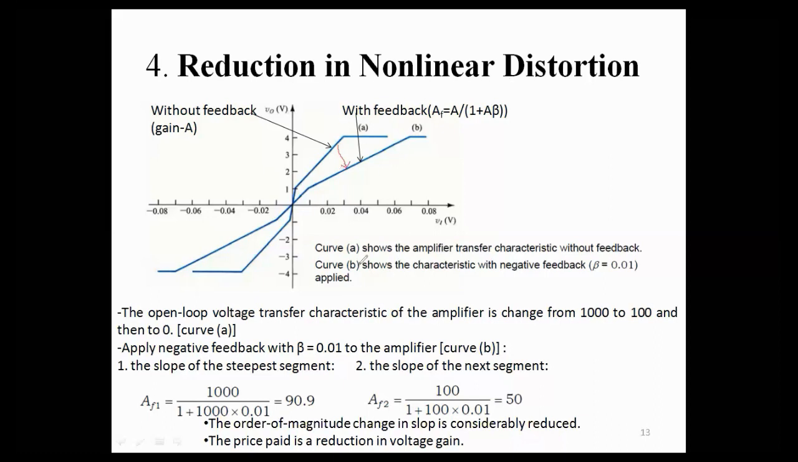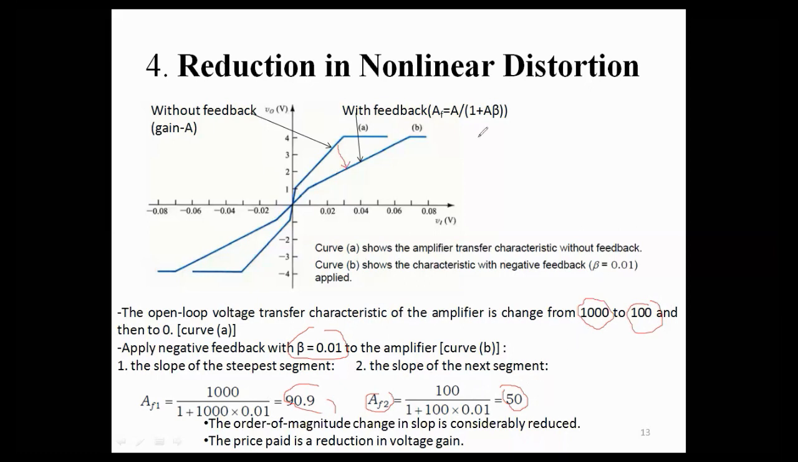Now let us go for an example. If A changes from 1000 to 100 without feedback, and the feedback factor equals 0.01, what is the closed loop gain? AF1 equals 1000 divided by 1 plus 1000 into 0.01, which gives 90.9. For the second case, AF2 equals 100 divided by 1 plus 100 into 0.01, which is 50. So 1000 is reduced to 90.9, and 100 is reduced to 50.